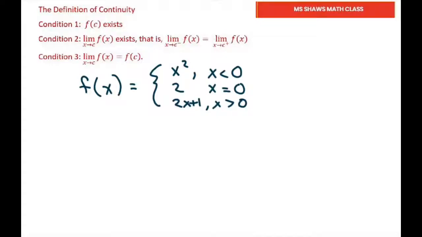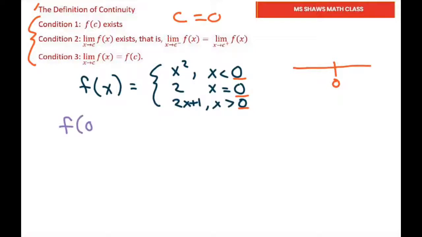First I need to look at the definition, and it must meet these three conditions. We have to go in order. The first condition is that f of c exists. Our c is 0, because at 0 is where the graph is changing, from x squared to a point to a linear line. So if c is 0, what is f of 0? f of 0 equals 2. So condition 1 is satisfied, and now we're going to test condition 2.